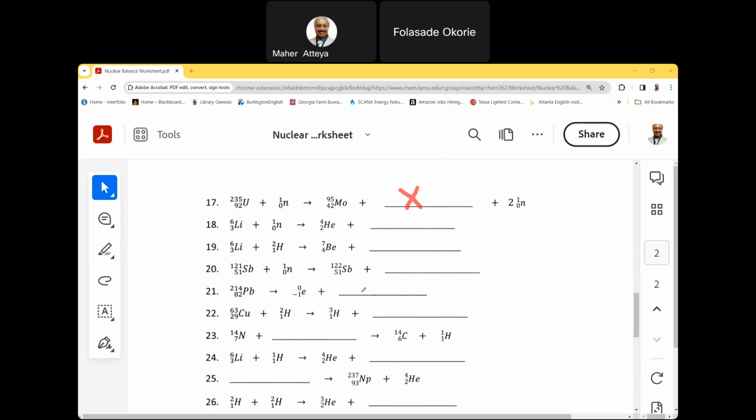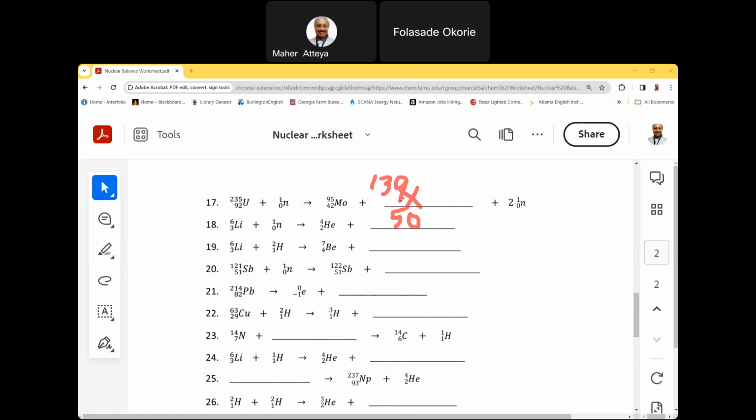What's the atomic mass here? 50. That's correct. I mean the atomic number, sorry. Atomic number, yes, 50. What is the atomic mass then? 139. 236, yes, 95, 139.